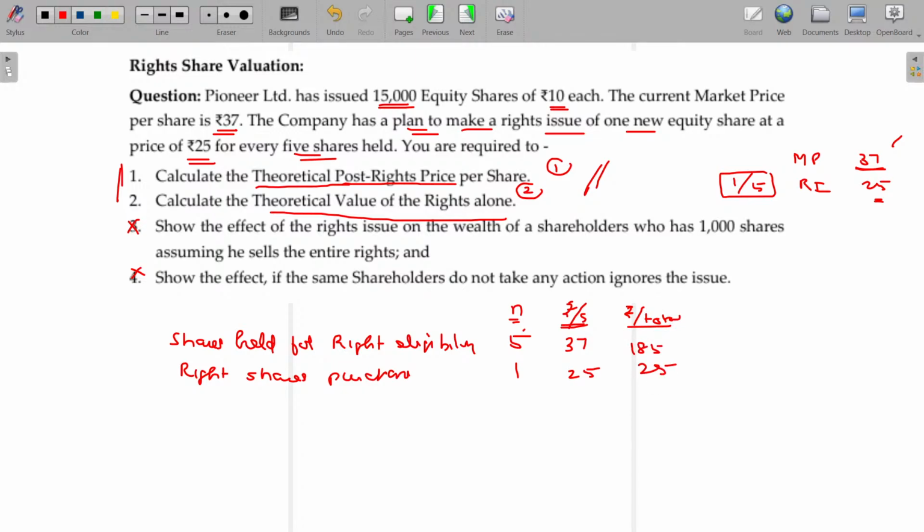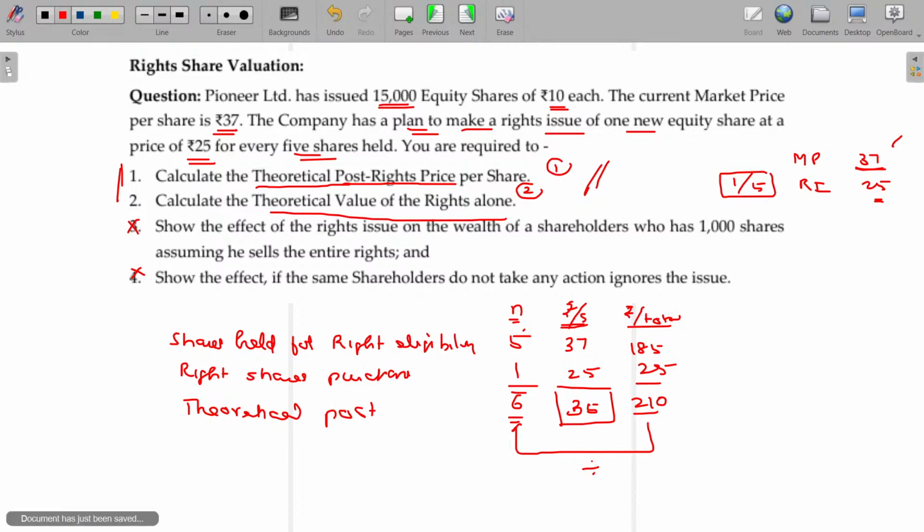Now what about the total value? 185. This is 25. Now how many shares do you have? You have 6 shares purchased at what rate? 210. Okay, 210. Is that clear? Now what about the per share value? You divide by this. This is called theoretical post right price.